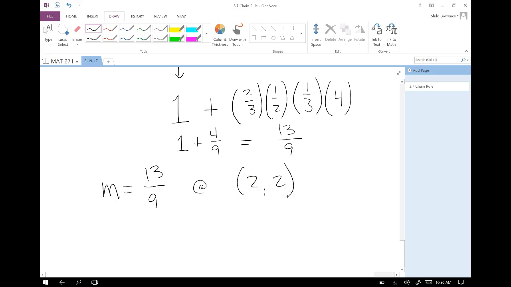So now we've got a slope and a point. We want to write the equation for our tangent line. We've got a slope of 13/9, and we've got a point of 2, which was given to us. You can use slope-intercept form, you can use point-slope form. We want our final answer as y equals mx plus b, but if you like point-slope form to set it up, then that's perfectly fine.